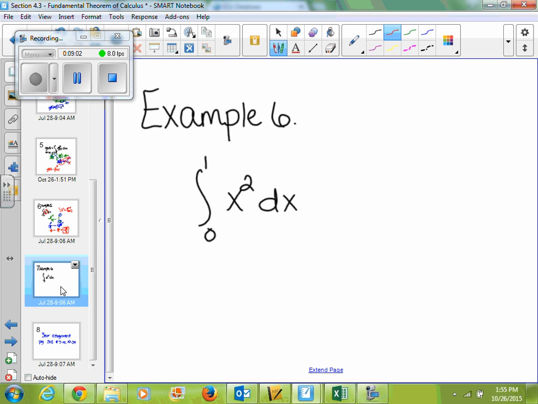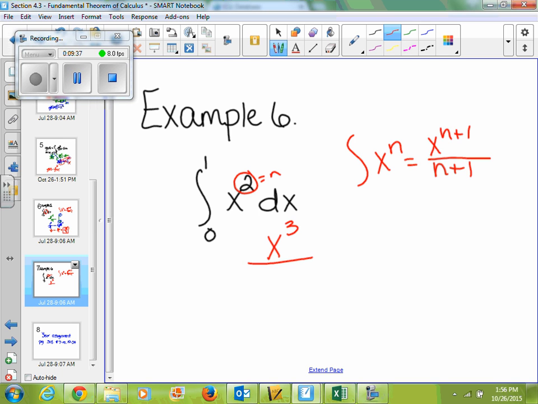This one, I like that. So we're going to evaluate the area under the curve from 0 to 1 of x squared dx. Okay, so the integral of x to any exponent is x to the n plus 1 divided by n plus 1. So in this case, n is 2. So if I integrate this, I get x to the 2 plus 1, which is 3, divided by 2 plus 1, which is 3. And I'm going to evaluate that from 0 to 1.